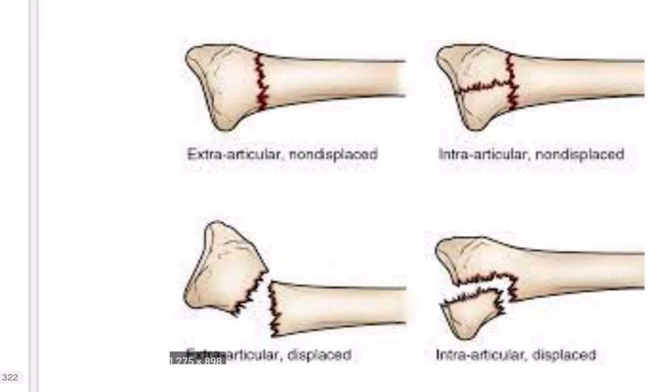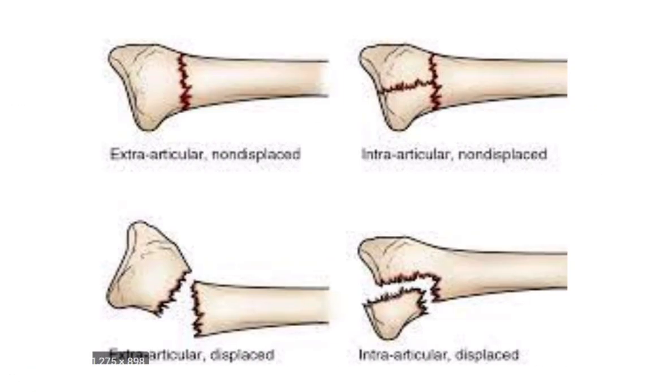So first of all, let's see the different types of fracture. The first two are extra-articular fractures, and in extra-articular fracture we can see they don't involve any articular surface. This is the articular surface of the radius and ulna, so there is no involvement of the articular surface. On the other hand, in the third and fourth pictures, this is the articular surface and it is involved by the fracture site. The fracture line involves the articular surface.